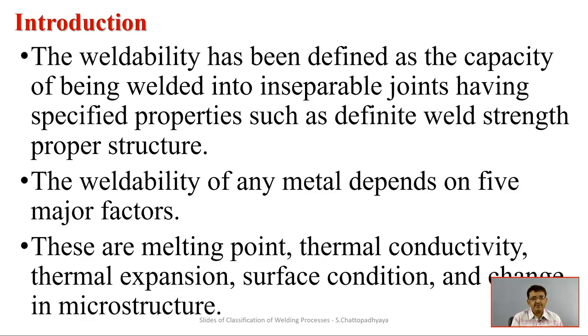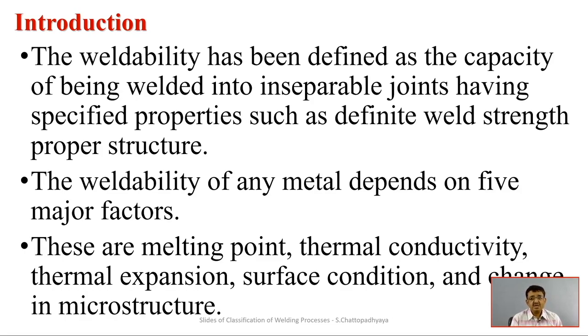The weldability of any metal depends on five major factors: their melting point, their thermal conductivity, their thermal expansion, surface condition, and the change in microstructure. These will determine the weldability of those materials. The foremost thing is the melting point. For metals with a very high melting point, conventional fusion welding is very problematic.